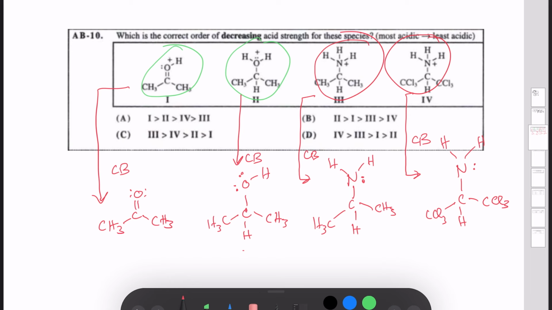Now, if we look at the periodic table, we see that oxygen is a more electronegative atom than nitrogen, so it's less capable of holding positive charge in a stable manner. And because it is less stable, it means that it's more reactive or a stronger acid. And this means that 3 and 4 cannot be the most acidic species. So right away, without even looking at the conjugate bases, we can cancel out D and C as our answers because 3 and 4 can't be the strongest acids, because they're more stable than the first 2, because nitrogen can hold positive charge better than an oxygen atom.